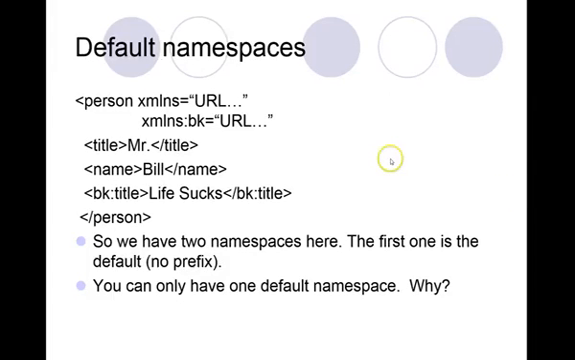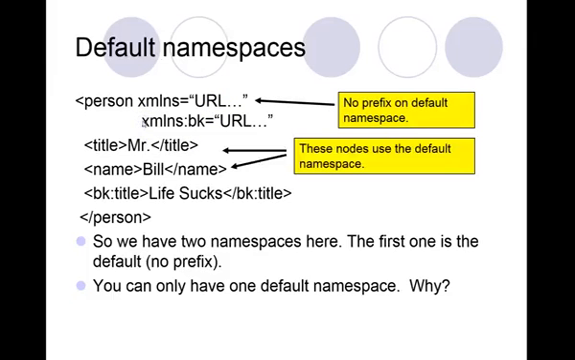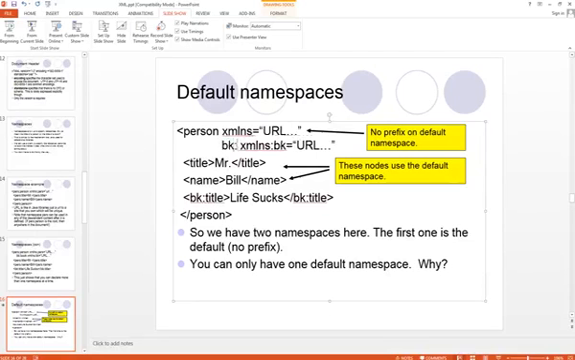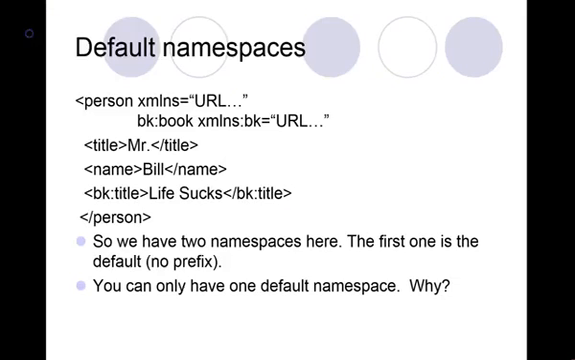Okay, now here's how the default namespace works. So if we do this, person, and we don't have a prefix, this is going to be a default namespace. And then again here we have the other one. Again, this is wrong. Let me fix it one more time. This should be BK : book space. Okay, there we go.